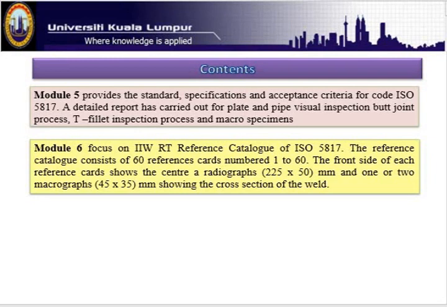Module 5 provides the standard, specifications, and acceptance criteria for Code ISO 5817. A detailed report is carried out for plate and pipe visual inspection, butt joint process, T fillet inspection process, and macro specimens. Module 6 focuses on the IIW root reference catalog of ISO 5817. The reference catalog consists of 60 reference cards.